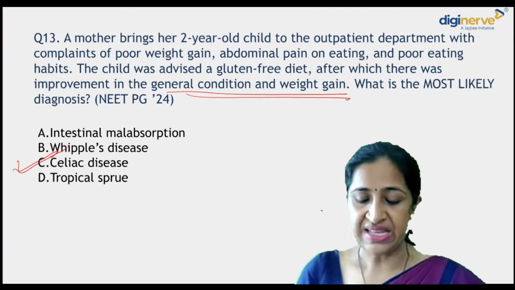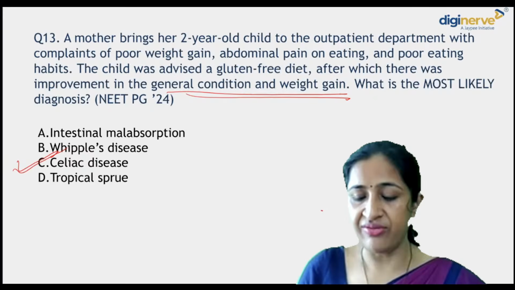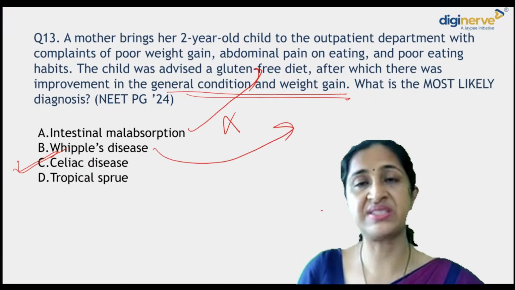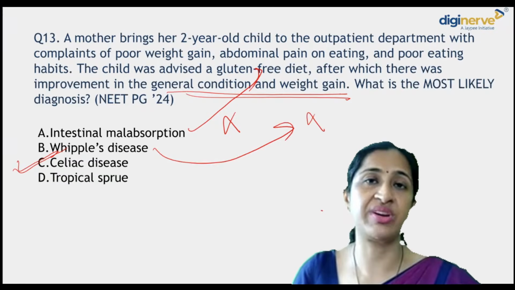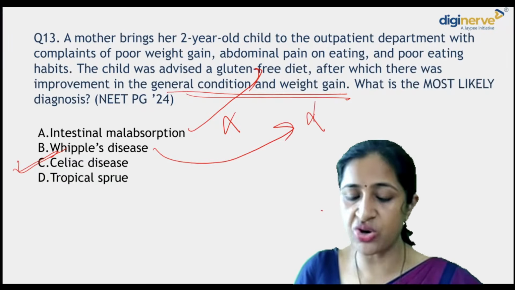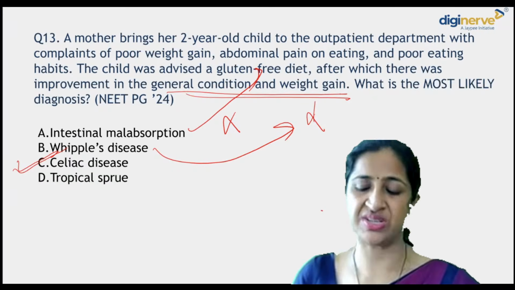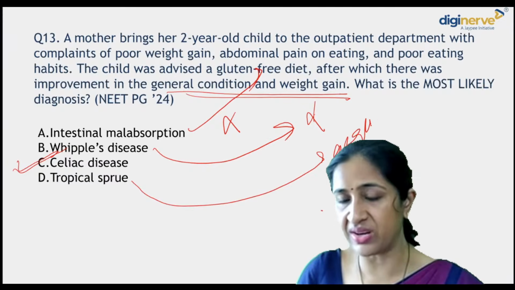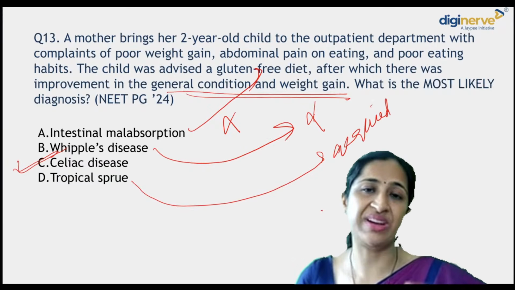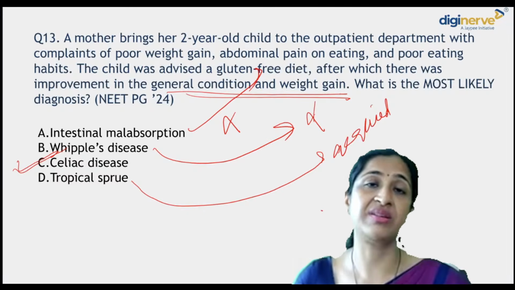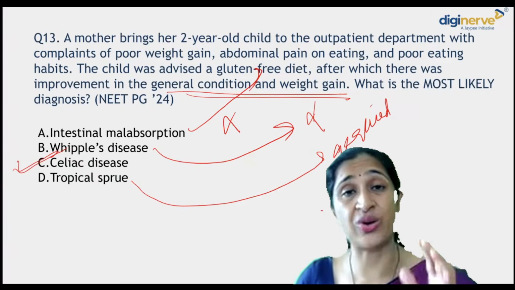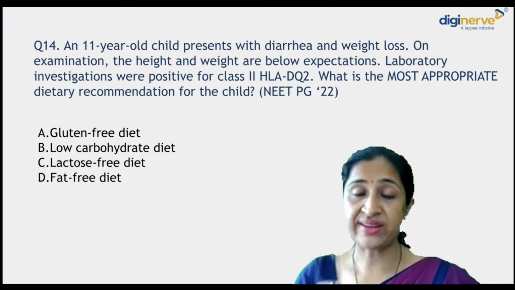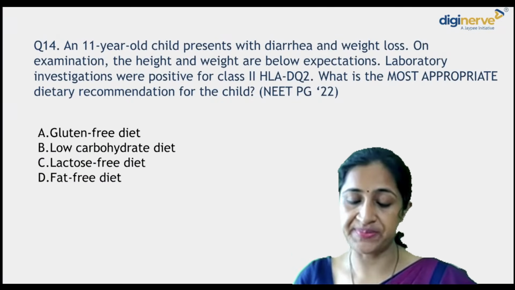Okay. So intestinal malabsorption will not improve with a gluten-free diet. Whipple's disease will not improve with a gluten-free diet, and Whipple's disease does not have a childhood presentation at 2 years. Very, very rare. Tropical sprue is an acquired condition altogether. It does not have anything to do with our gluten diet initially. It's an acquired condition, in older children. So the correct answer is celiac disease.